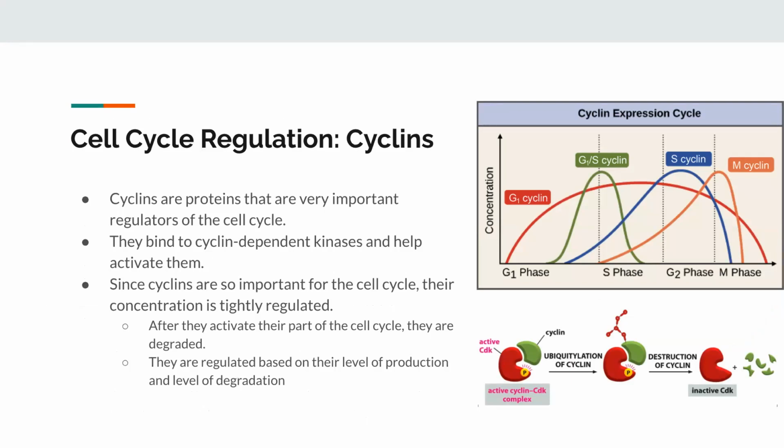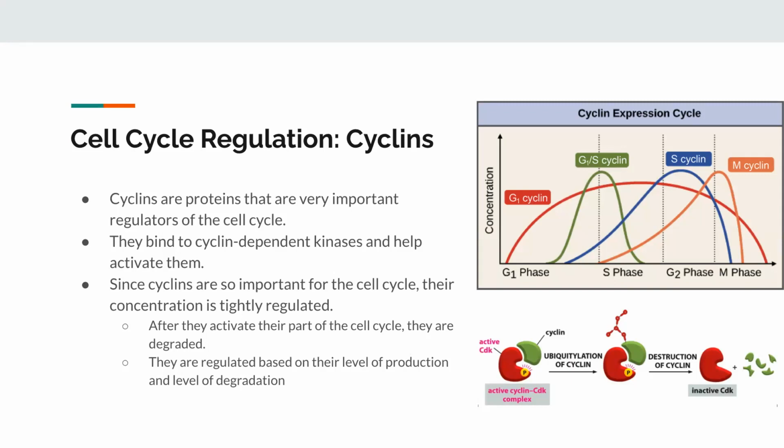An important part of that are called cyclins. They're like the smaller proteins, and they're really important regulators of the cell cycle. And they bind to something called cyclin-dependent kinases, or CDKs. And when a cyclin binds to a CDK, it helps to activate that CDK. And CDKs are really what does the stuff, but the cyclins are used to regulate those CDKs. They're used to turn CDKs on or off.